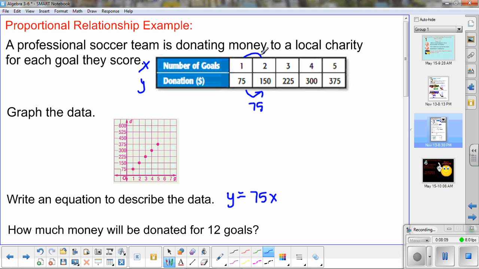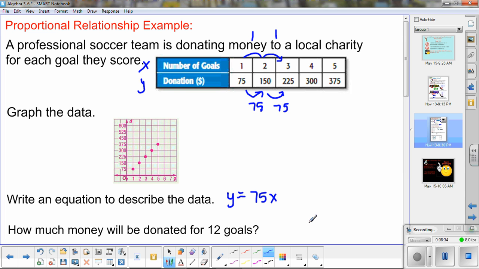And from 1 to 2 is 1. And if you were to continue to do that through this table, you would notice that there was a constant rate of change of 75 over 1, or 75. So in the equation, that 75 is going to be in front of the x, or it's going to be the coefficient of x. Y equals 75x.